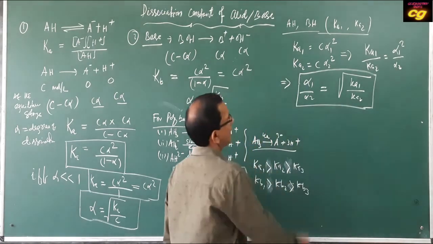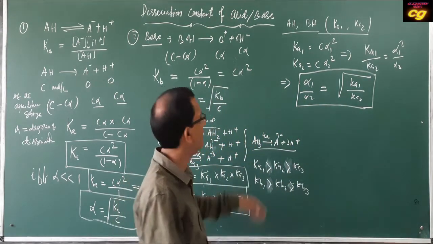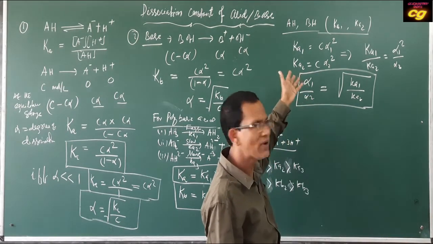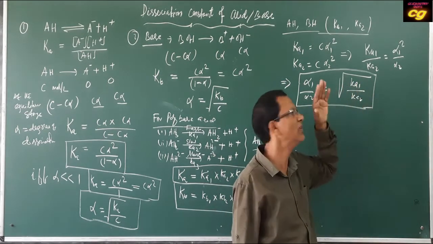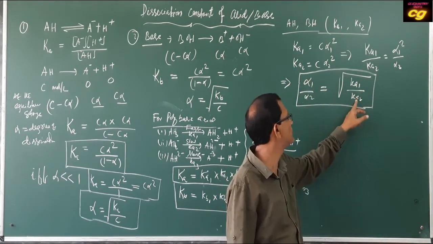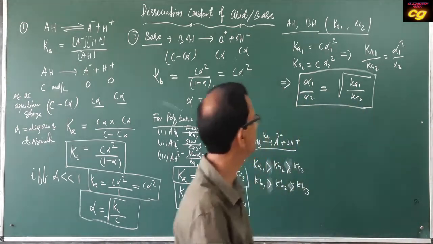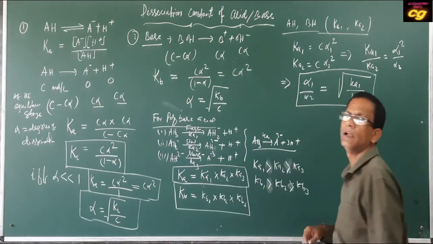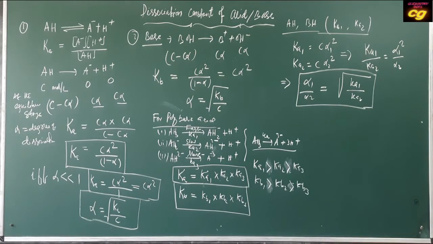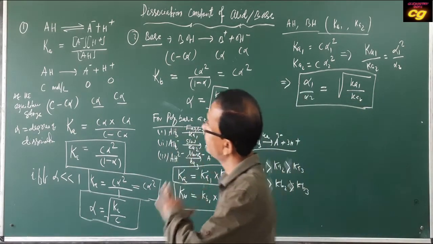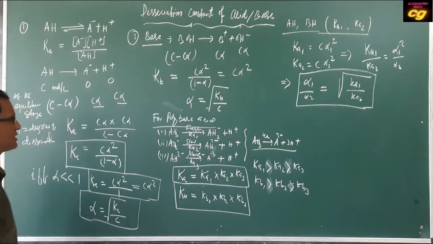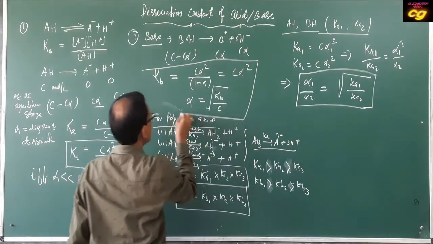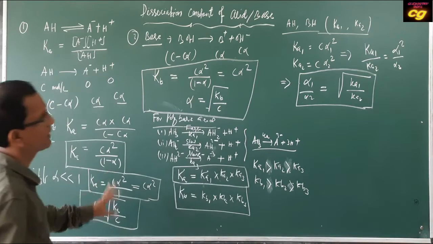That means alpha, the degree of dissociation, means the strength of the acid. Alpha 1 means dissociation is fast. If K1 is greater, then automatically alpha 1 will be greater. If K2 is greater, automatically alpha 2 will be greater. So this is the relation between degree of dissociation and its dissociation constant, with the same concentration taken. So this is the derivation of the dissociation constant of acid and of base. This part is also very important. This is for base and this is for acid.